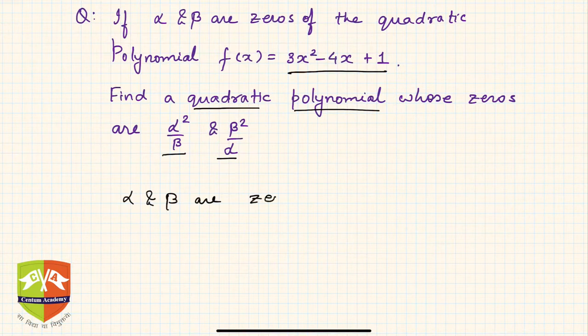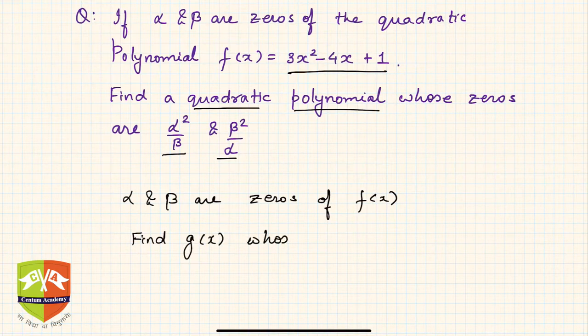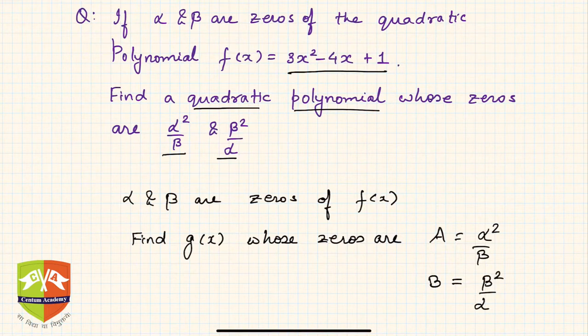alpha and beta are zeros of fx. Then we have to find gx whose zeros are, let us say, capital A, which is given by alpha square by beta, and capital B, which is equal to beta square by alpha. Correct. Now what do we know?